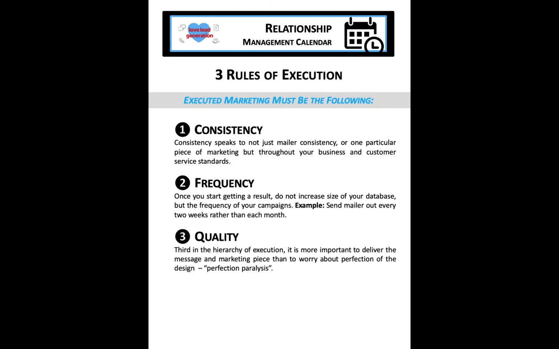Now, rules of execution. This is a massive mistake all business people make: they get wrapped up in quality, quality, quality. I'm sure if you look at the materials that I put out in this program, you're going to find typos. You're going to find mistakes. And that's okay, because in the rules of execution, it's more important to get things done consistently. Consistency is the number one most important thing.